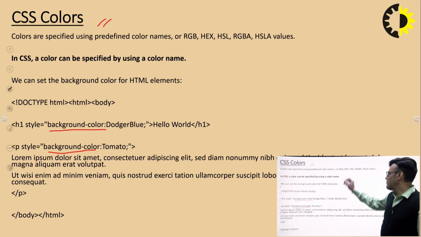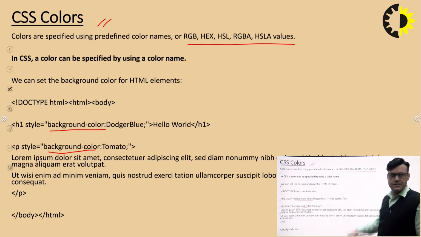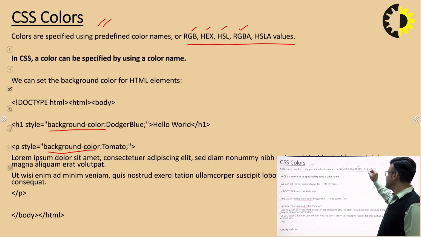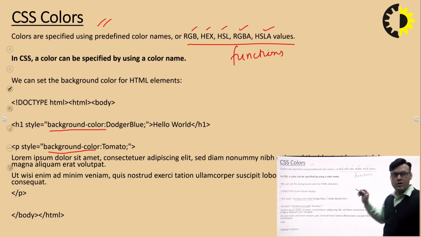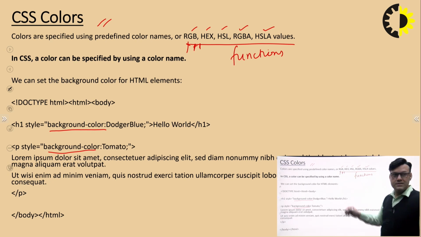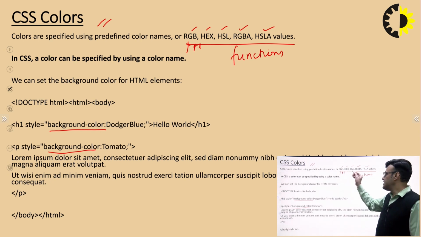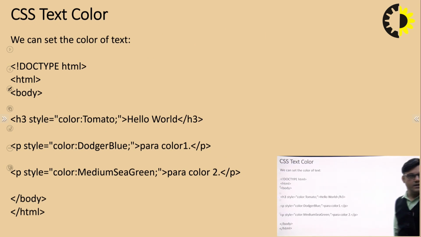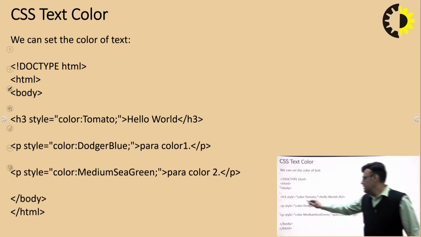There are a number of functions available in CSS: RGB, HEX, HSL, RGBA, HSLA. This will represent the saturation property of the color. These are the predefined functions that we can easily use. We just need to give the values, RGB meaning 3 parameters, HEX 3 parameters. So this is simple color.